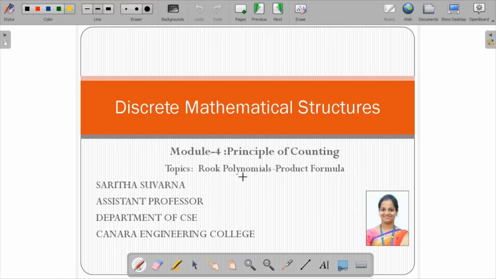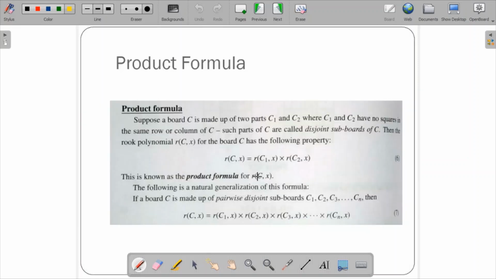The topic is based on the root polynomial. In this section we'll be seeing the product formula, which is a different type of root polynomial. Just as we saw the basic formula for the root polynomial, and the expansion formula and how you can solve using it, now we will be learning about the product formula.